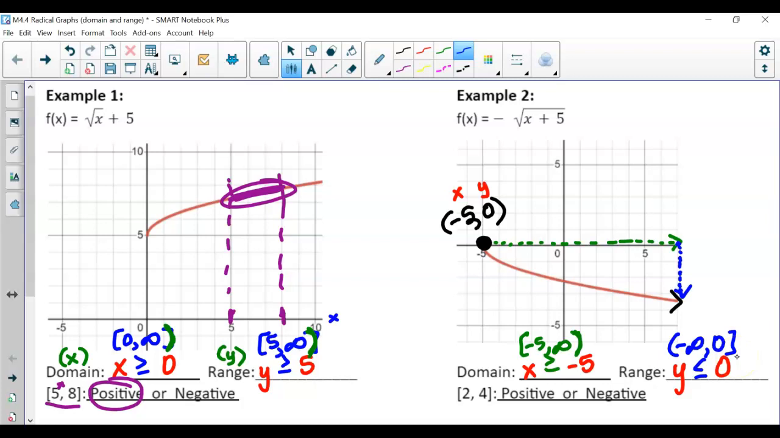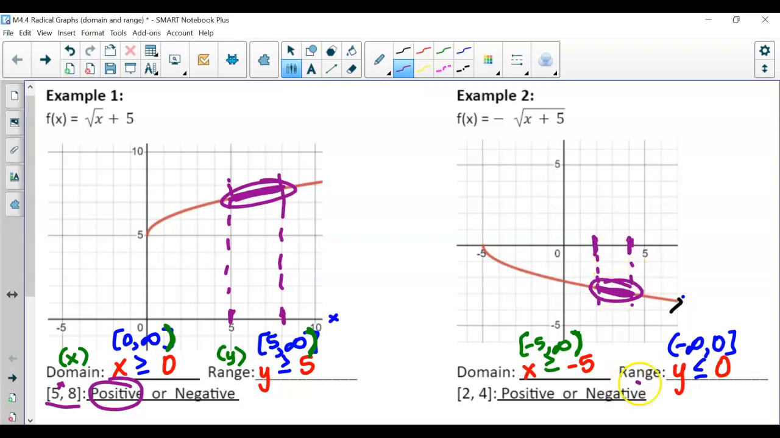Now looking at our interval from 2 to 4. So looking at the x values from 2 to 4. So we're looking at this section of the graph here. Notice where is this section of the graph? Below in the negative. So those values are negative over that interval.